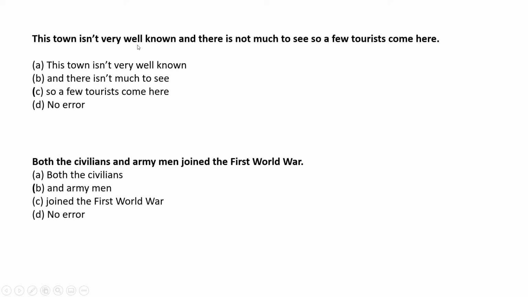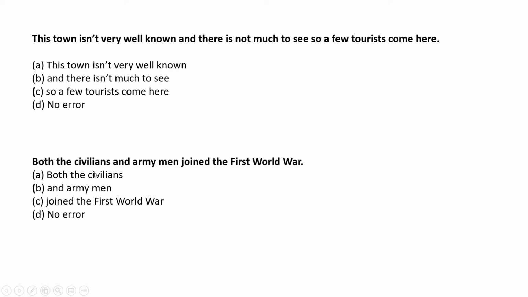So this town isn't very well known and there is not much to see, so a few tourists come here. So this town isn't very well known and there is not much to see, so a few. Well, here "a" should not be used. It should be "so few tourists come here". Now again here as well, it is superfluous to use "a few" here. So the correct sentence should be "not much to see so few tourists come here". So which part is having error? Option C. Option C should be the correct answer. So a few tourists come here.